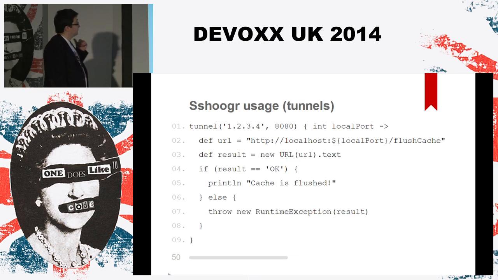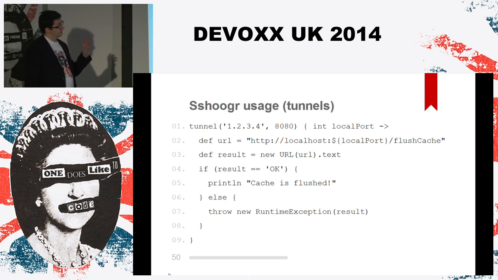And there's another example of tunneling. So there's a tunnel method, which basically you can start a tunnel on an IP address and port, and then it starts a new socket server on a random port, and you get it inside your closure. So you can use the local port variable to actually do something on the server. And this particular case is a task for flushing the cache of the remote web server. So it's getting the URL and executing the text and comparing the result.